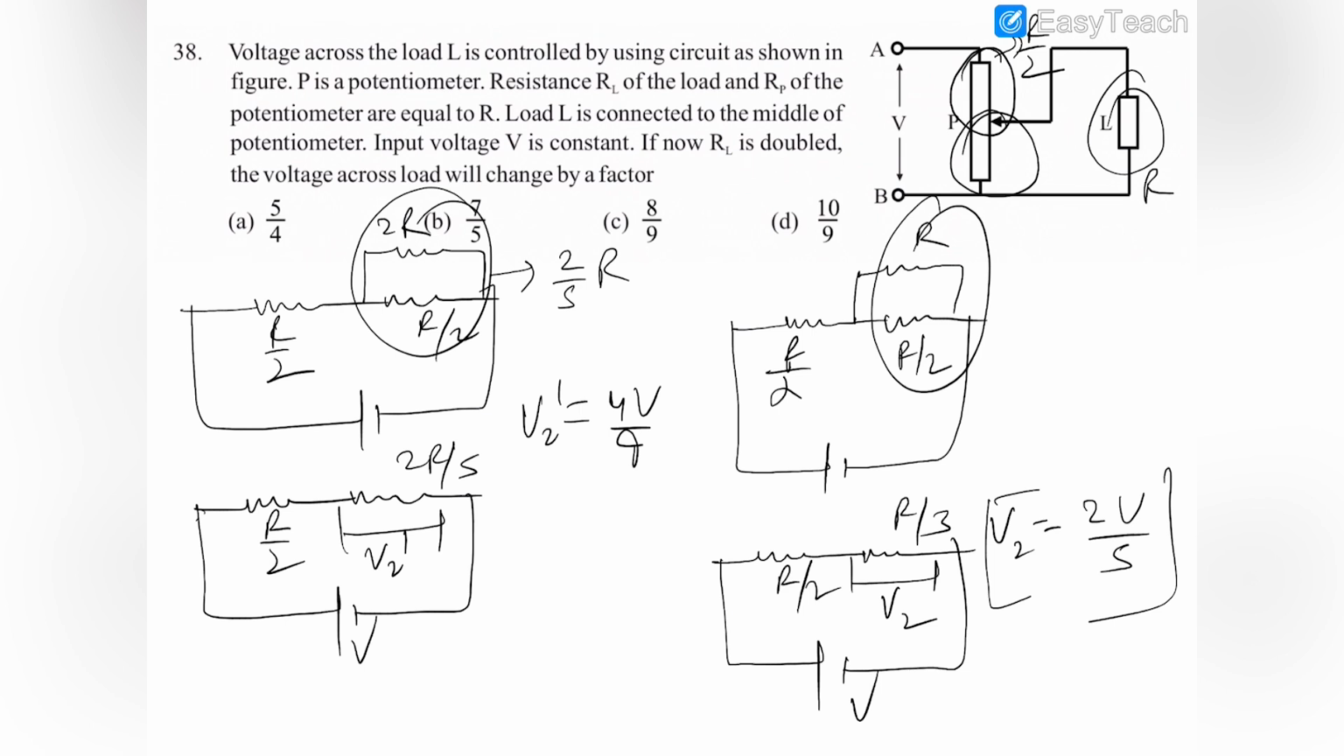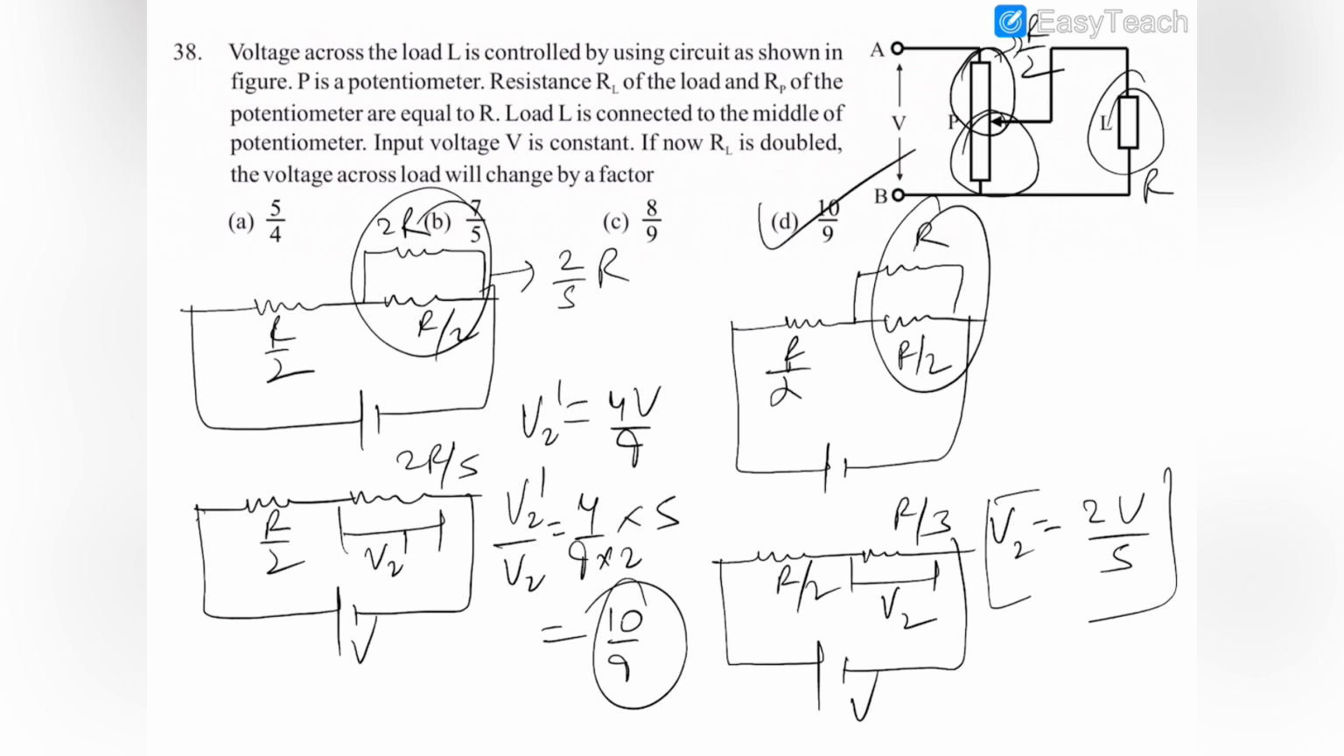Okay, so if we divide V2 dash with V2, then it would be 4 by 9 divided by 2 by 5. So this factor is 10 by 9. So this voltage has changed by a factor of 10 by 9. So the correct answer is option number D. Now we move on to the next question.